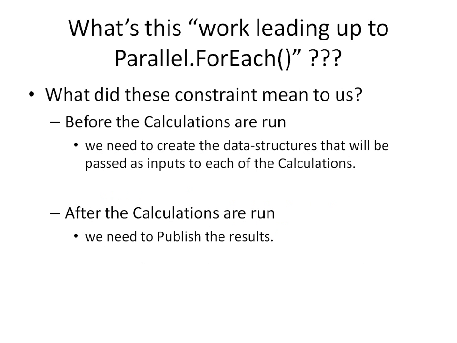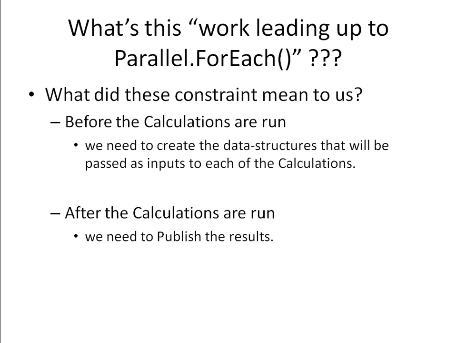So, what did these constraints mean to us? I'm talking about the UI threads and stuff like that. Well, basically there's some work we need to do before the calculation and some work after the calculation that isn't necessarily parallelizable. So before the calculation, we need to build data structures. What are those 9 calculations that we need to run? Let's build the data structures for those 9 calculations.